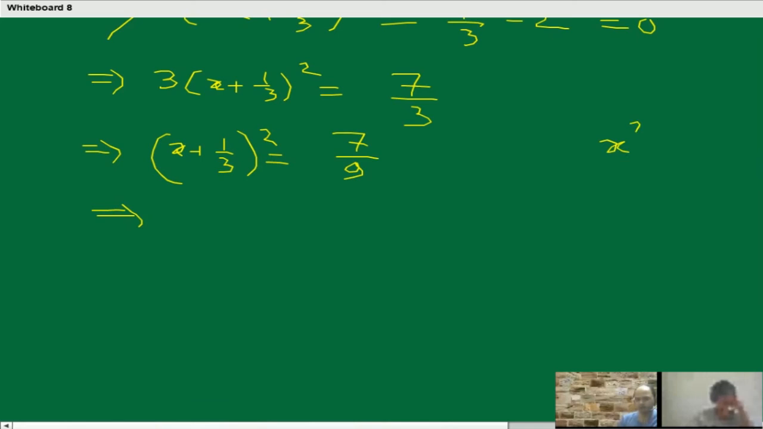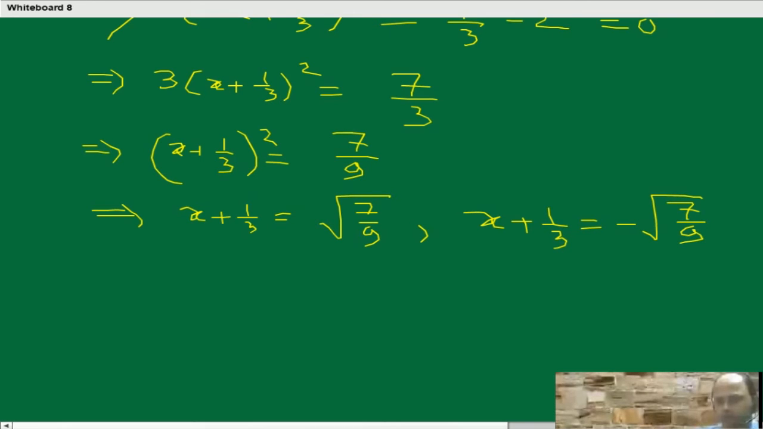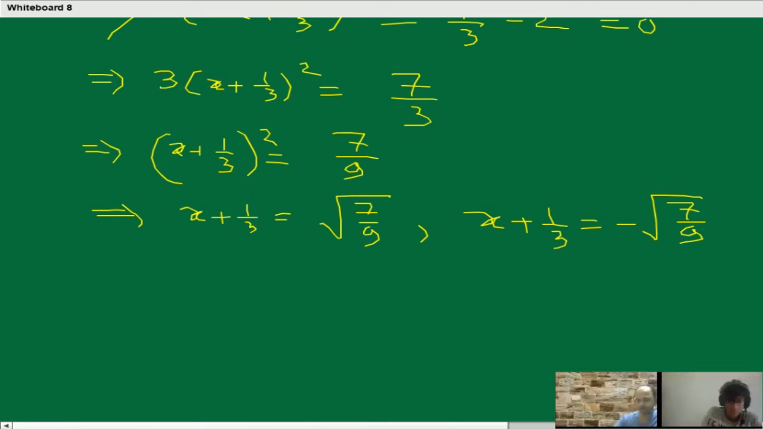So simply what we have to do, if we have x square equals to a square, or let's say x square equals to 3, how can we find the value of x? Just doing the square roots. So here we have to do the same thing. Can you do that? So let's find out now. So now it will be.